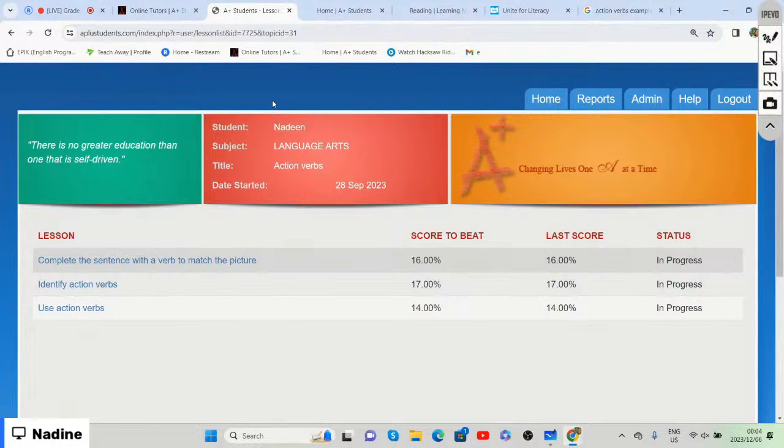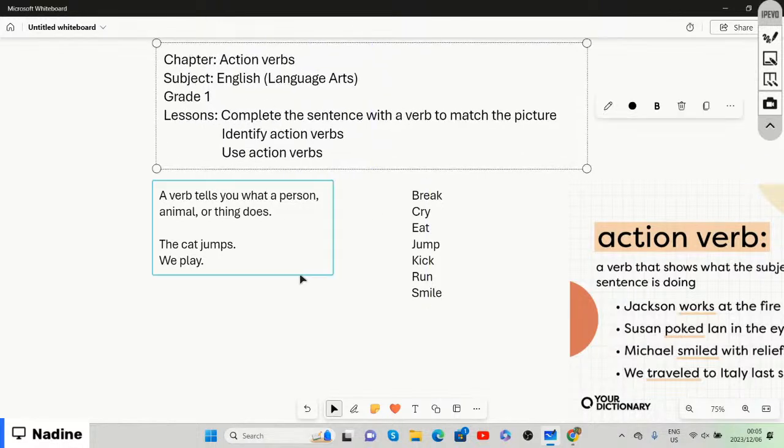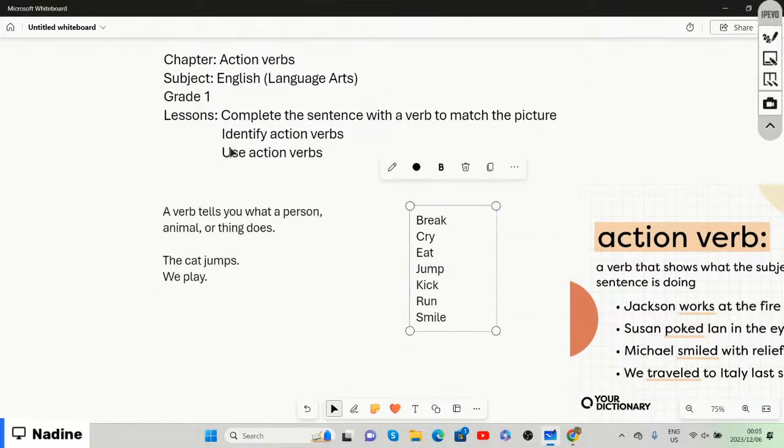So that is basically going to be our grade 1 chapter for today, which is action verbs. We said our chapter for today is action verbs. The subject is English language arts, grade 1.